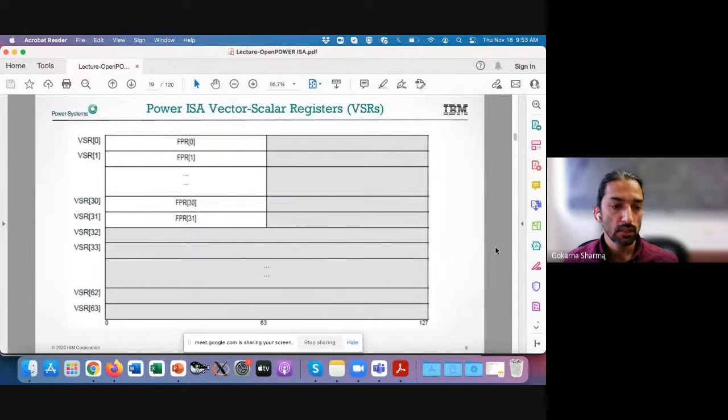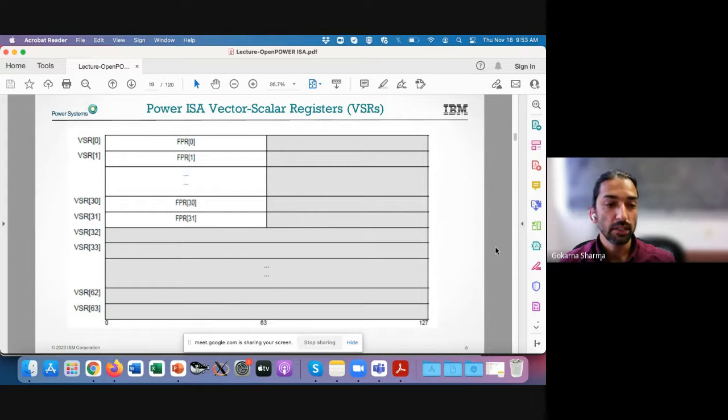Okay, and these are the registers that are available. You have 64 vector scalar registers, VSR, from 0 up to 63, and the size of each of them is 128 bits. So you have 64 of those registers of size 128 bits. This is the vector scalar register space, right? And within that, you have floating point registers too.